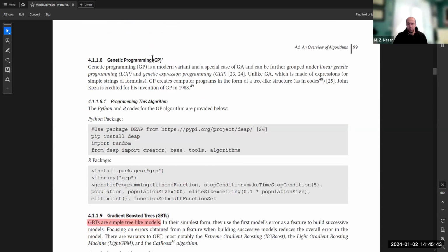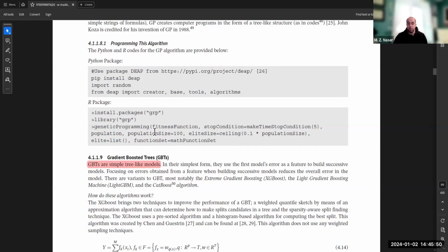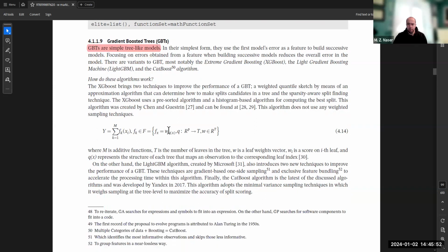We also have genetic programming. This is when we create programs instead of equations. We've talked about GBTs.